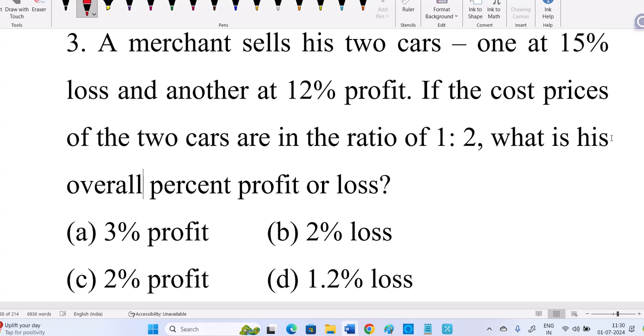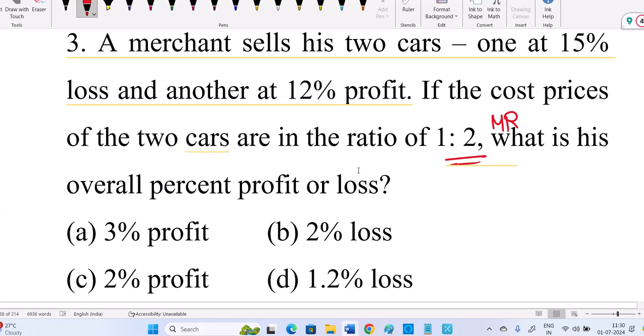Now, here is a mixed ratio given or not? Here two cars, one with profit, one with loss. Now, what's the overall profit or loss? Overall means combined. We have to combine that. So, a mixed ratio is given, that is 1:2. Now, the answer is simple.